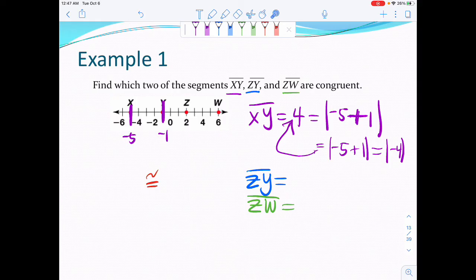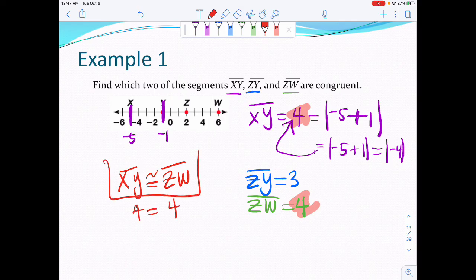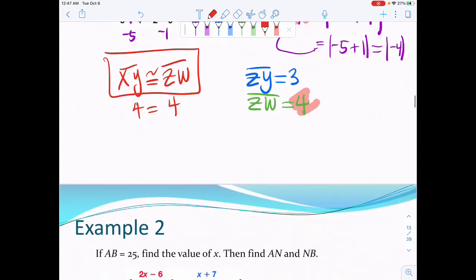All right, so now that you've gone ahead and pressed pause, I'm going to go ahead and count the information. So ZY, let's see, 1, 2, 3. ZY is 3 spaces between. ZW is 1, 2, 3, 4. And so that's 4 spaces between. And so since I noticed that these two have 4, then I'm going to say that segment XY is congruent to segment ZW. And how do I know that? Because both of them equal 4, and so that is why I know that those two segments are congruent to each other. Okay, let's move on to example 2.